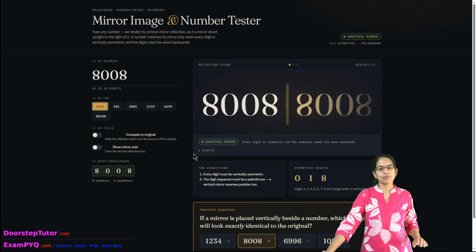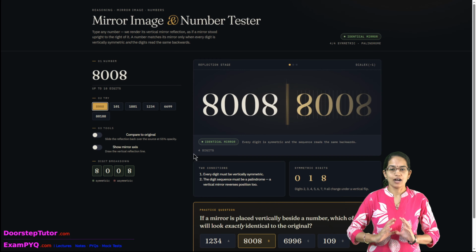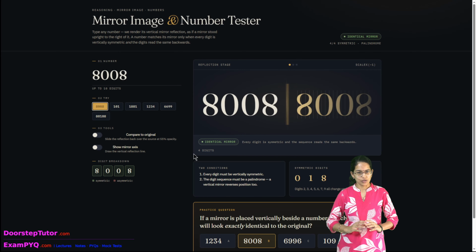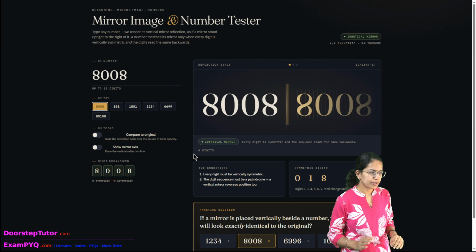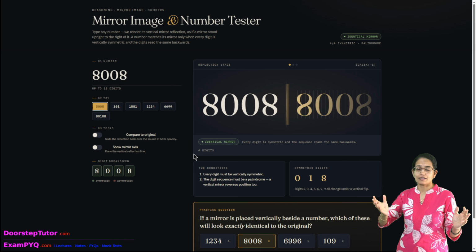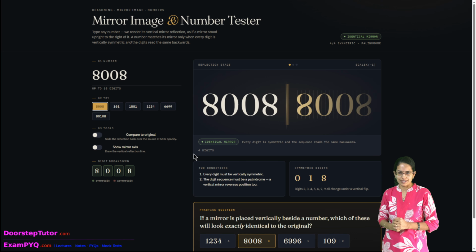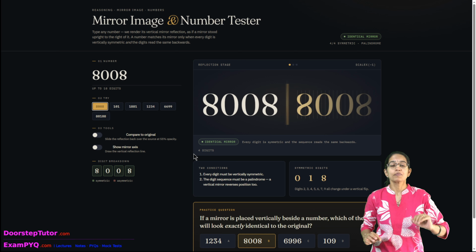A very interesting problem on mirror images. So here we have a number tester, and the images that are taken into account are 0 to 9, right? So if we look at a standard format, 0, 1 and 8 are the images which would have exactly the same configuration when you look at the mirror, right?